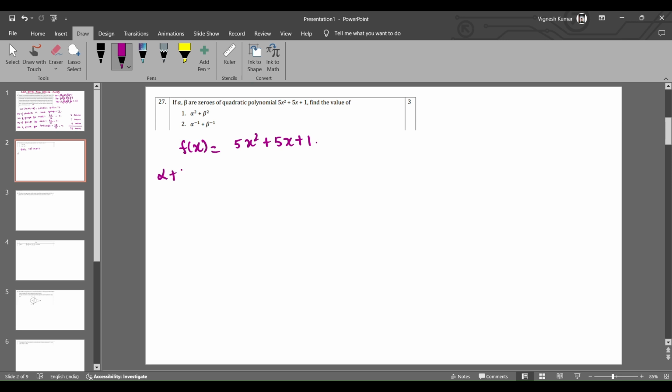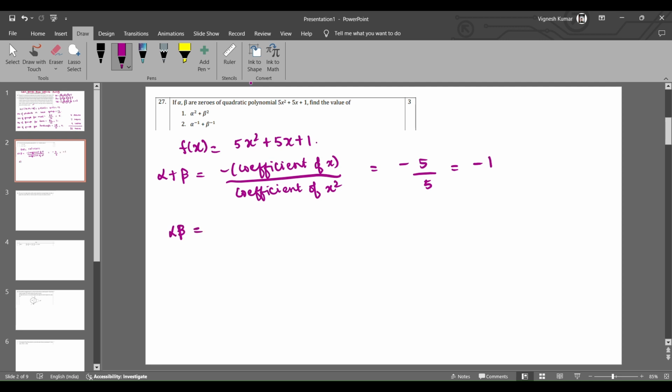So we have two conditions, right? Alpha plus beta is equal to minus coefficient of x divided by coefficient of x square. So this gives us minus coefficient of x, which is 5, and coefficient of x square is again 5. So we will have the alpha plus beta value as minus 1 here, and the value of alpha beta is the constant term divided by coefficient of x square. So the constant here is 1, divided by coefficient of x square, which is 5.